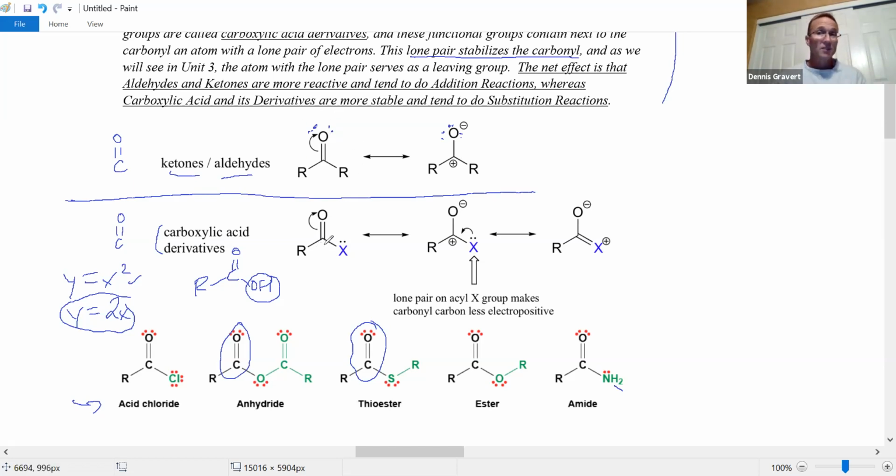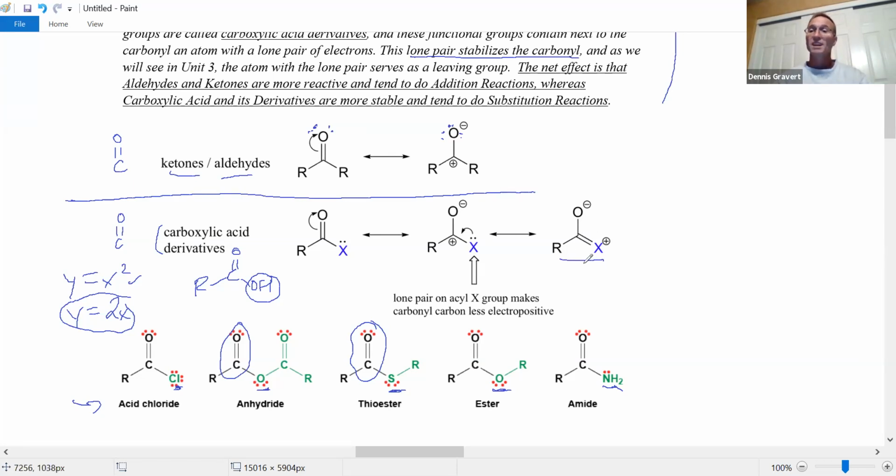The carboxylic acid derivatives, however, are kind of like, oh, this ain't too bad. So move the pi bond onto the oxygen, create the carbocation, but every one of these carboxylic acid derivatives has an atom next door with a lone pair. Everybody has one. And they can use that lone pair to create another pi bond and a third resonance structure. Now we have more resonance structures, so the intermediate is more stable, and we don't have a carbocation anymore.